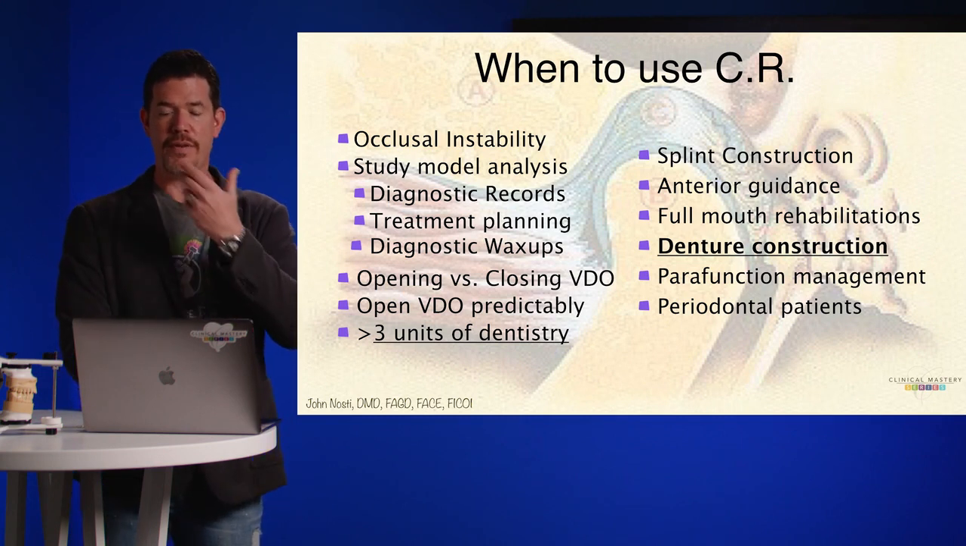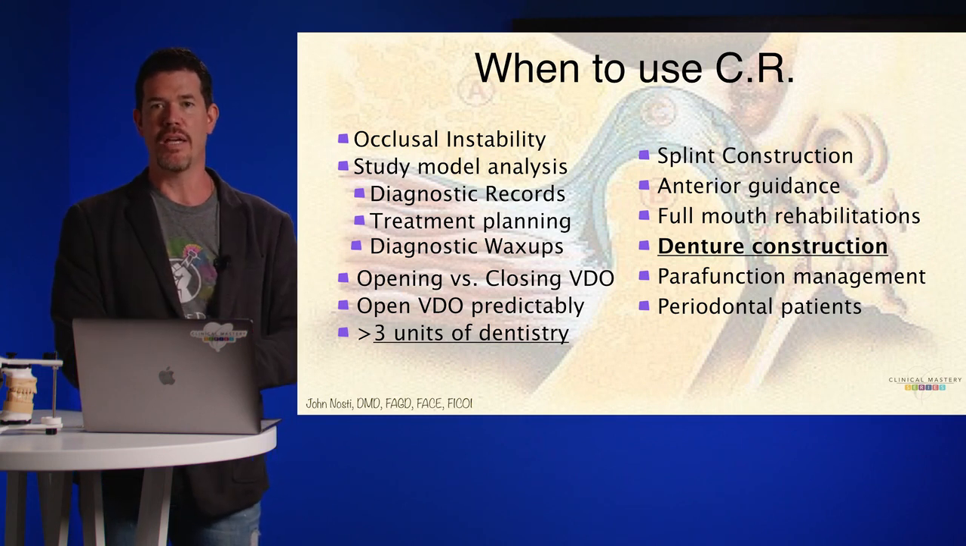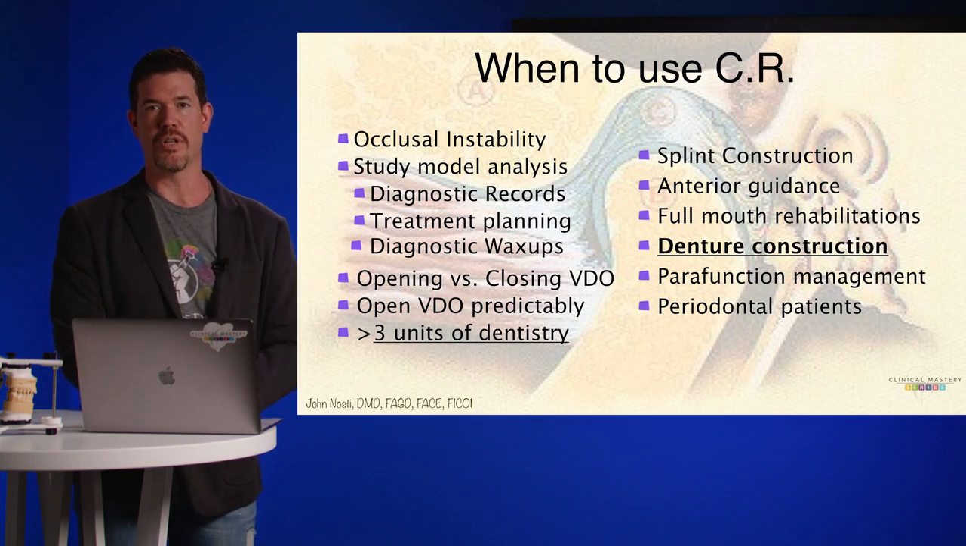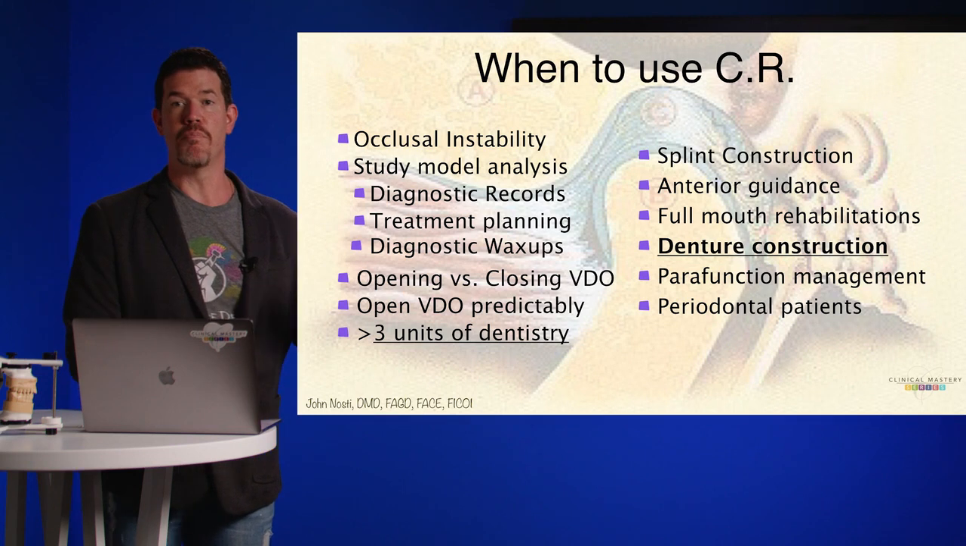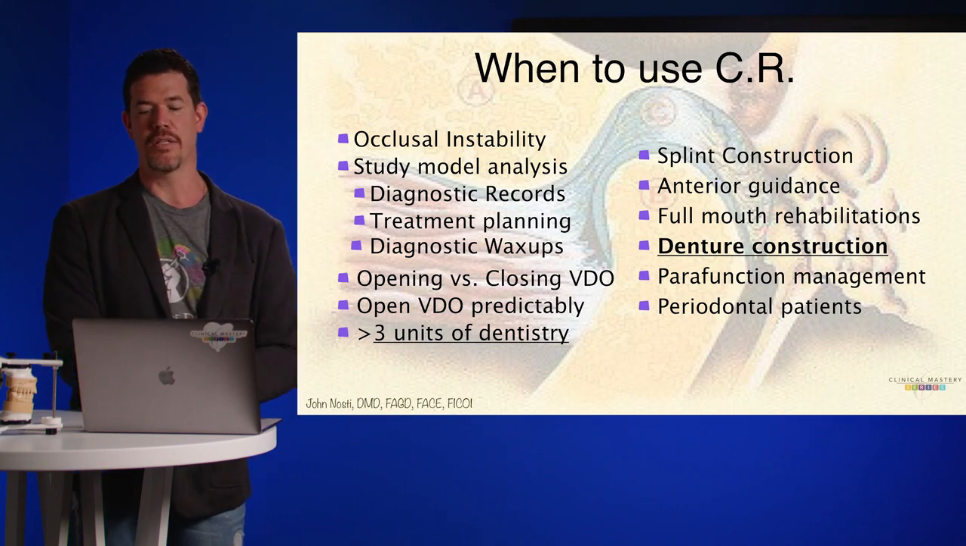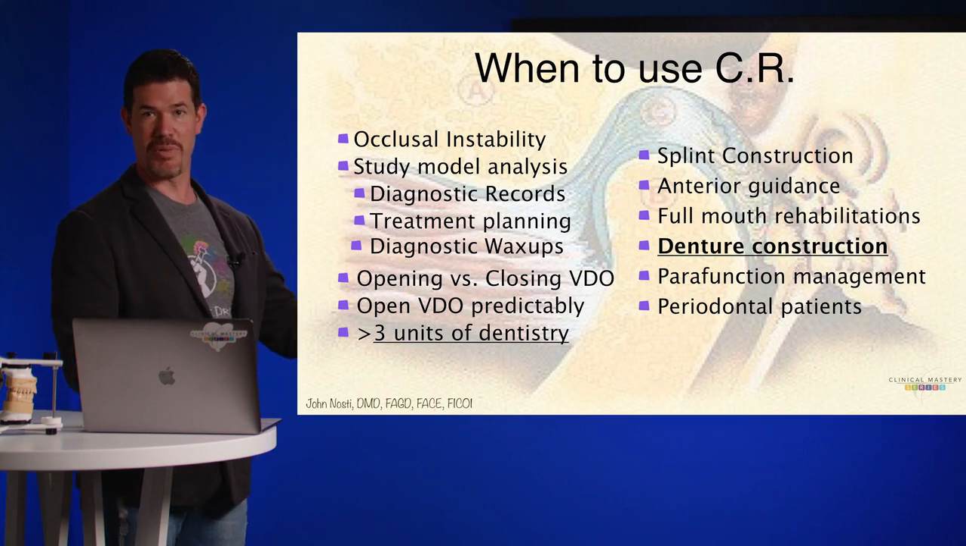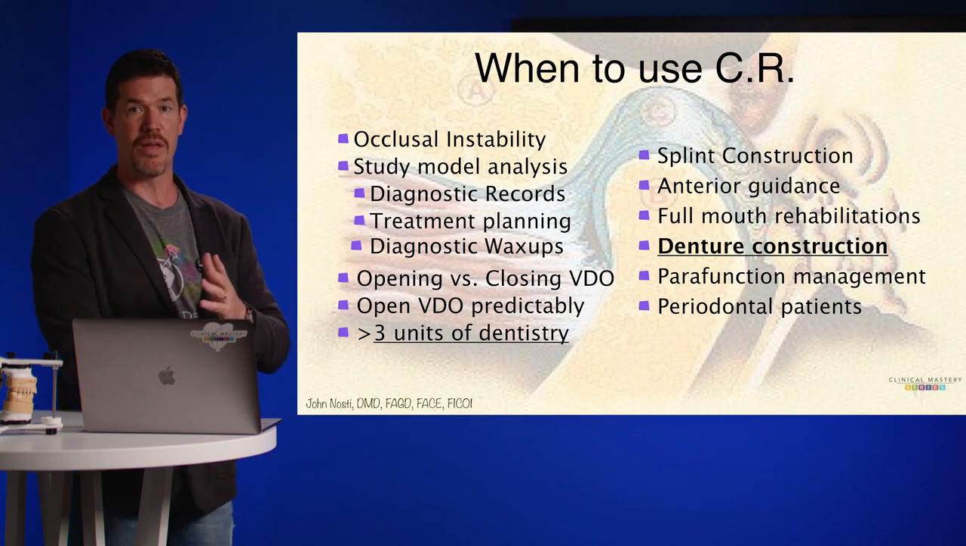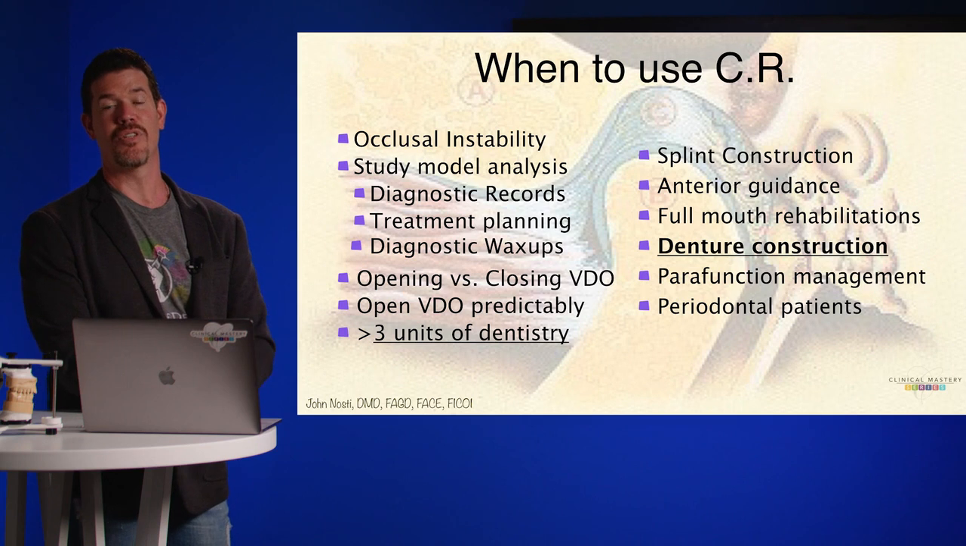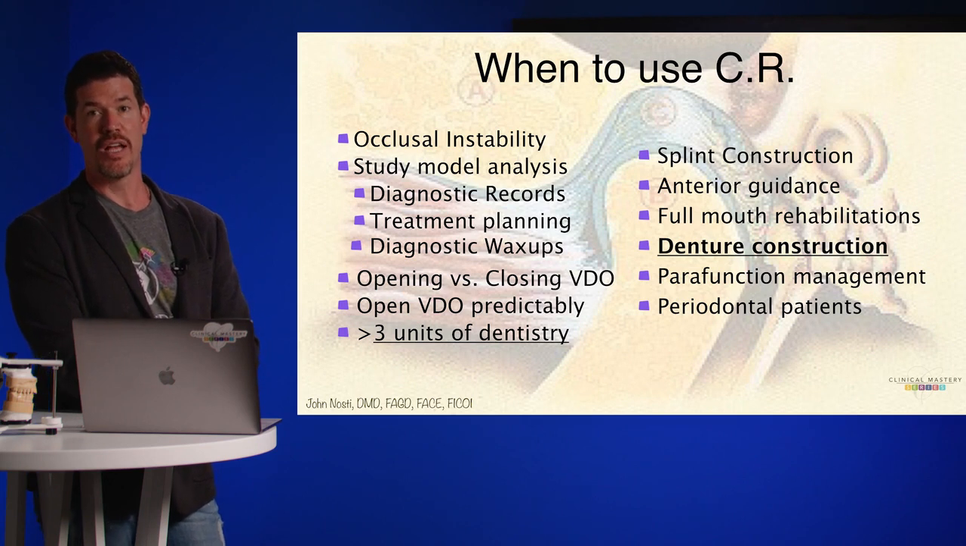Also, if I'm going to give that person a splint construction, or any type of parafunctional appliance, it's going to be in centric relation. If I'm going to build their anterior guidance, it's going to be in centric relation, such as full mouth reconstructions, just beyond 3 units of indirect dentistry. A full mouth reconstruction is absolutely more than 3 units of indirect dentistry.